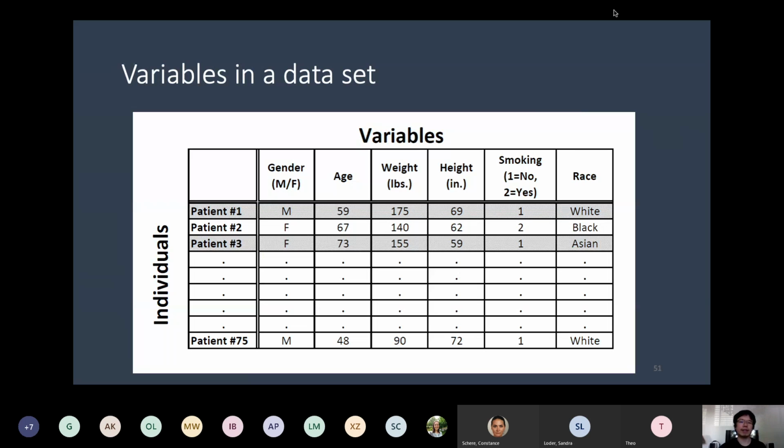Now, these are variables, but they're now in a data set, okay? And as you can see, this is a little bit more complex, in that it is not just a group of numbers, but it's now organized in the form of a table. On the top row, you can see the names of the variables: gender, age, weight, height, smoking, and race. And each row represents a patient, right? And the patient has values on every single one of these variables.